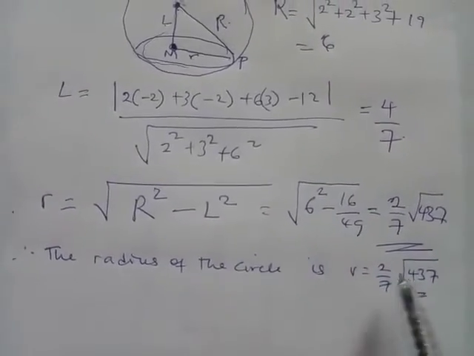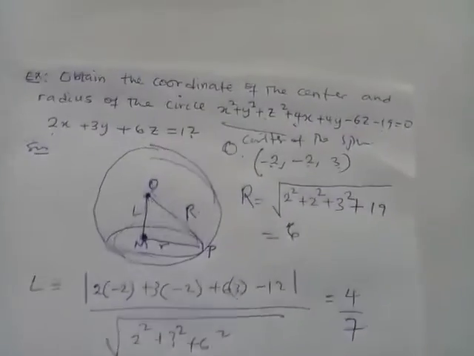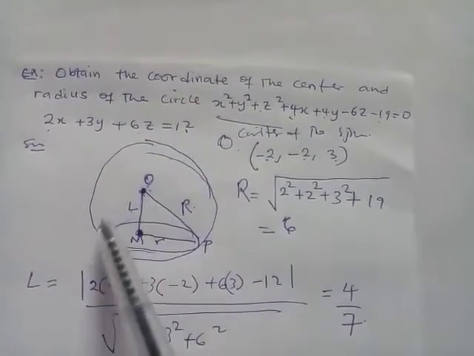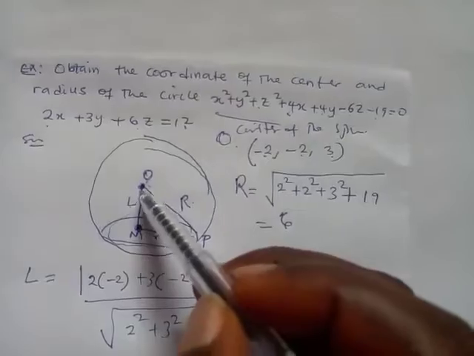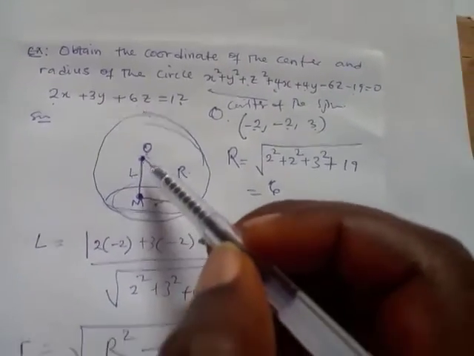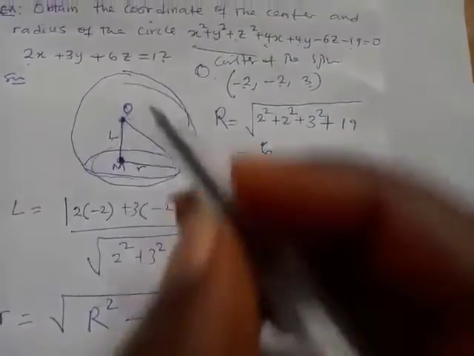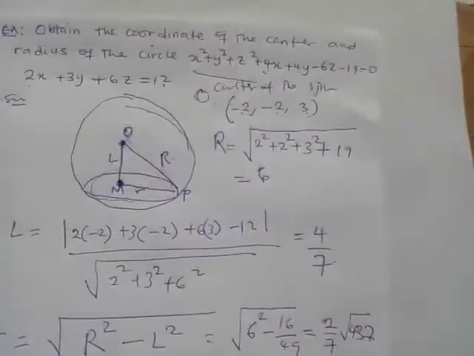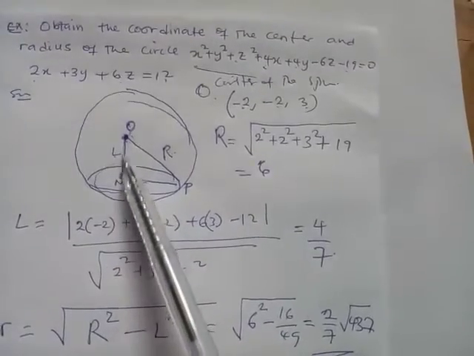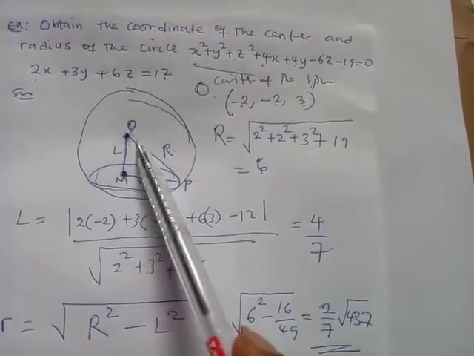So that is the radius of the circle. Now the question is, we want to find the coordinate of the center of this circle. Before we do that, we need to know this OM, this line OM. If you want to do so, we use the equation of a line. But before that, just note that this line passes through this center.